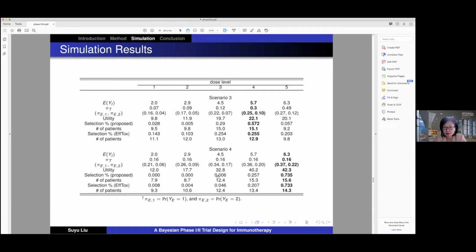In scenario 3, we observe a similar trend, and the proposed design almost doubles the selection probability compared to the FTOX design. We also treat roughly two more patients at the true optimal dose level in scenario 3. In scenario 4, because the behavior of the efficacy and immune response are very similar, there's minimal advantage from using the immune response. The proposed design and the FTOX design both yield a similar selection probability. Dose level 3 is the true optimal biological dose, and both designs gave a 73% selection probability for this dose level.